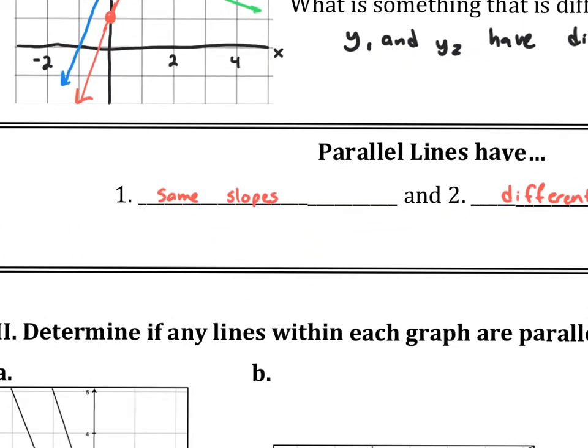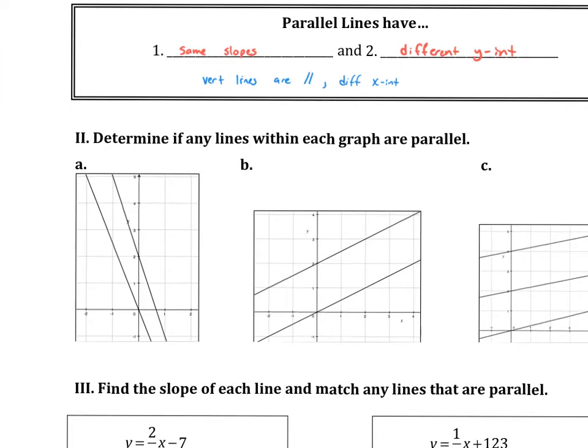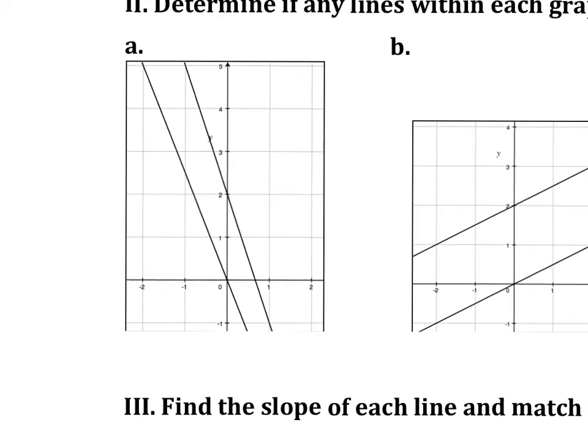Another key thing we must point out is that since vertical lines don't have slopes, vertical lines are parallel as long as they have different x-intercepts. Okay, now down here, let's determine if any of the lines graphed here are parallel. Now, these two here, and we're going to label them differently. We'll call this one Y1, the red one, and we'll call the blue one Y2.